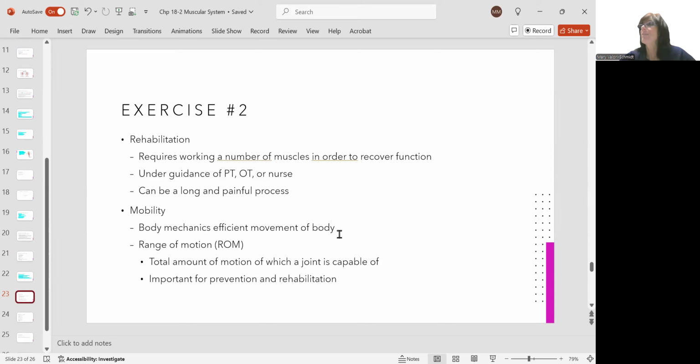People that have had, say, a massive CVA, cerebrovascular accident, which is a stroke, they need rehab because often there's so much damage because of that ischemia and the nerve damage to their body that they need therapy.